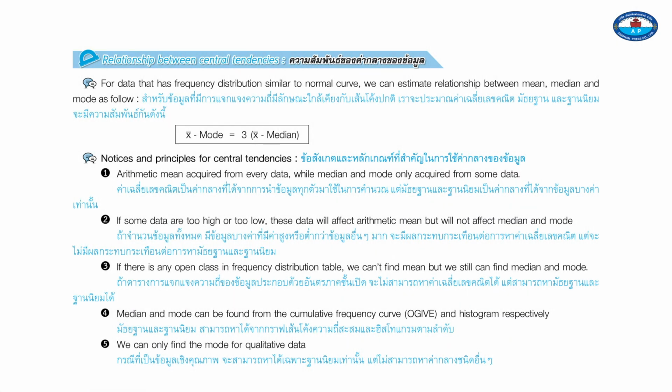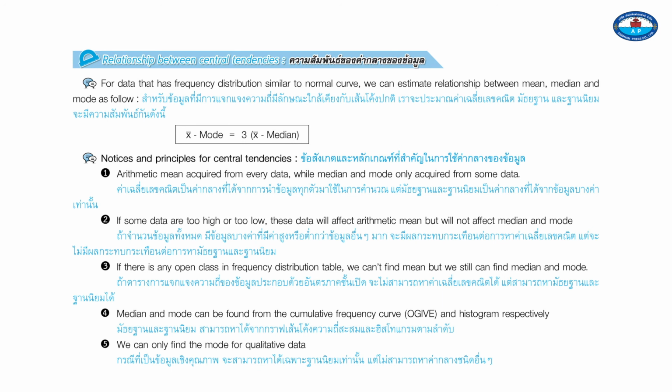Relationship between central tendencies. For data that has frequency distribution similar to normal curve, we can estimate relationship between mean, median, and mode as follows. X bar minus mode equals 3 times X bar minus median. Notices of principles for central tendencies.